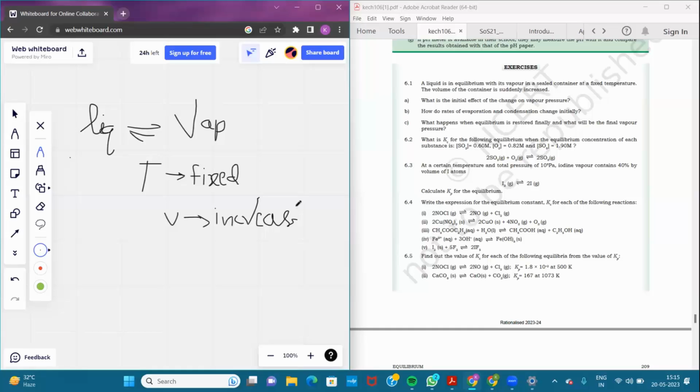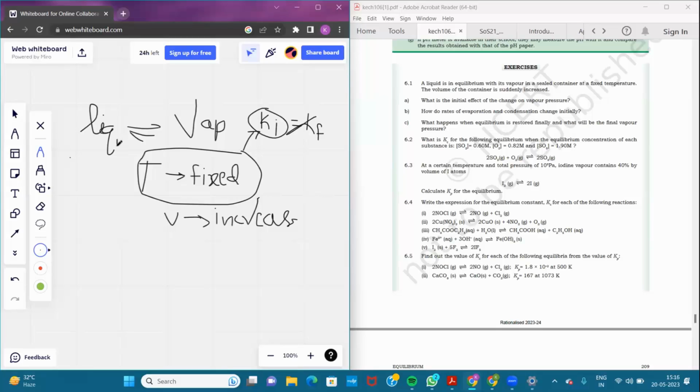Third part, what happens when equilibrium is restored finally and what will be the final pressure? Here, the main point of this question is temperature is fixed. This statement implies the fixed value of equilibrium constant throughout the reaction, whatever the parameters we change, the equilibrium constant always remains constant. So, when the equilibrium is restored, the K is constant, means K initial and K final both are same.